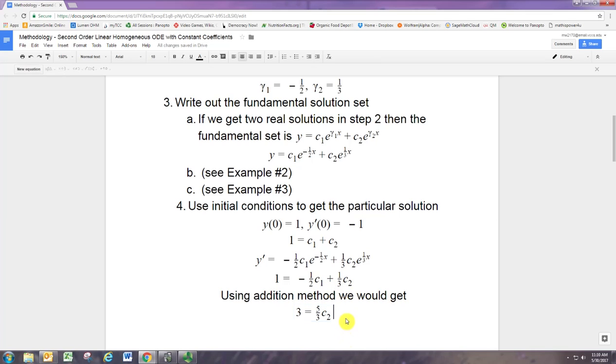And we need to now solve for C2 by multiplying by 3/5. And when we multiply by 3/5, we'll get that C2 equals 9/5.